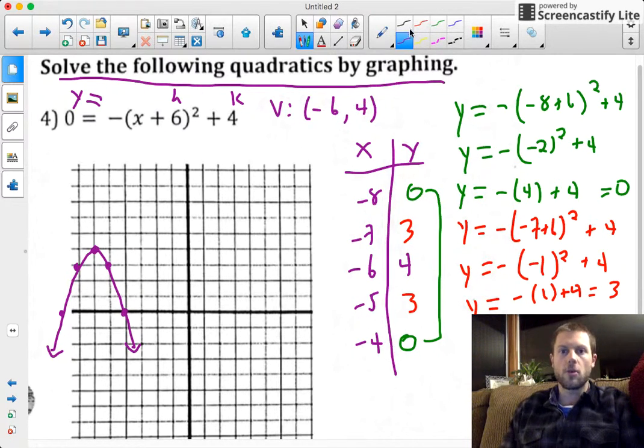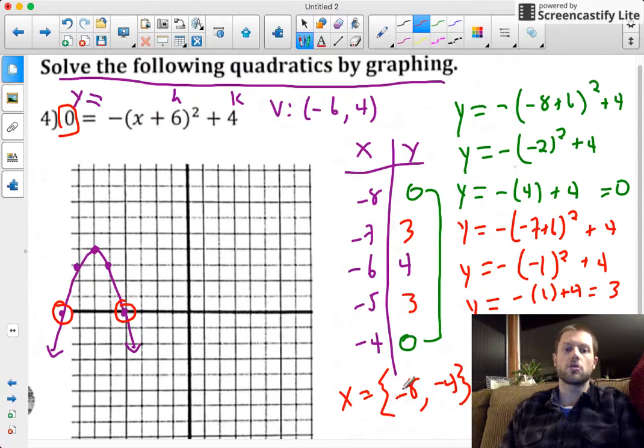So my solutions, remember, I'm going to be looking for when I graphed the equation y equals all of this. It gave me the shape, but I want to know when this parabola is equal to 0. So I want to know when y is equal to 0, and that's happening here and here. So my solutions are going to be x equals negative 8 or negative 4. I could algebraically verify these solutions by plugging each one of those in one at a time and solving, and I should get back out a 0.